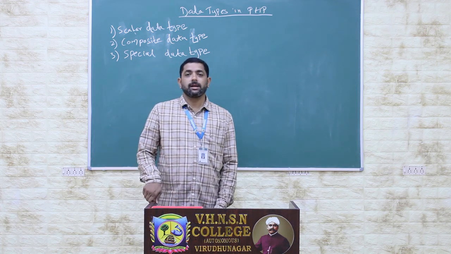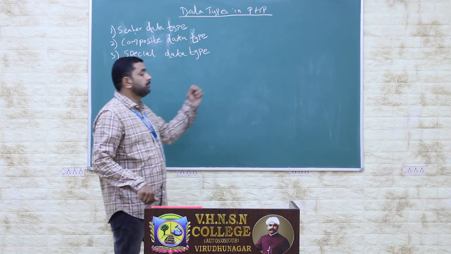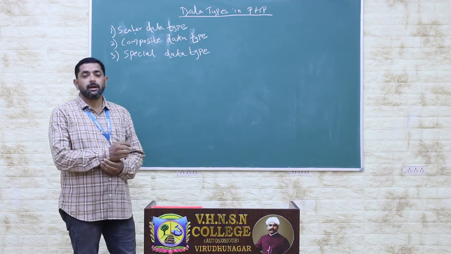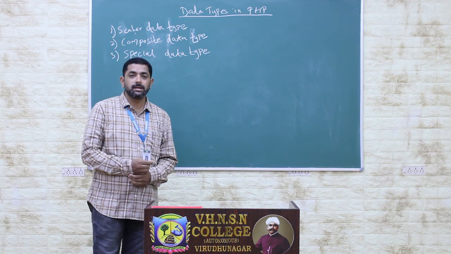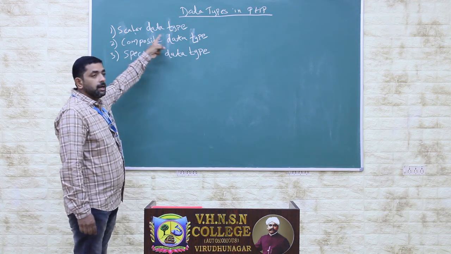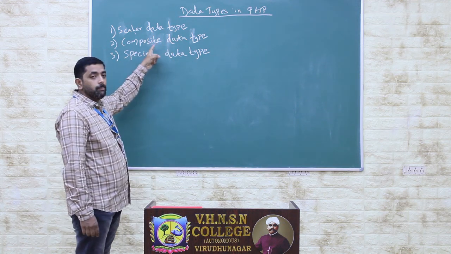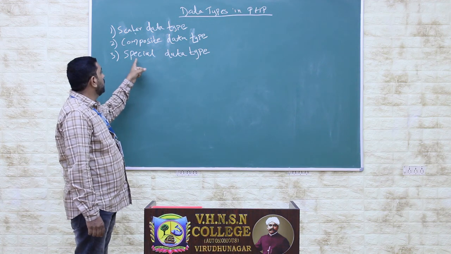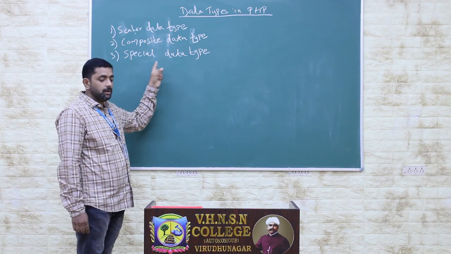Data type means it represents the type of data. In PHP, data types are divided into three categories. The first one is scalar data type, the second one is composite data type, and the third one is special data type.